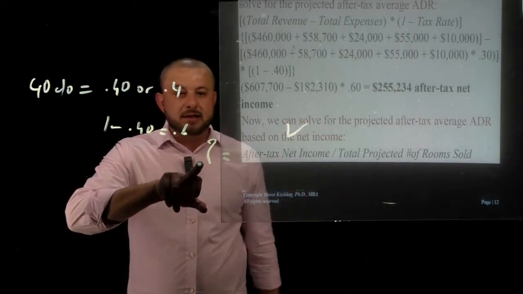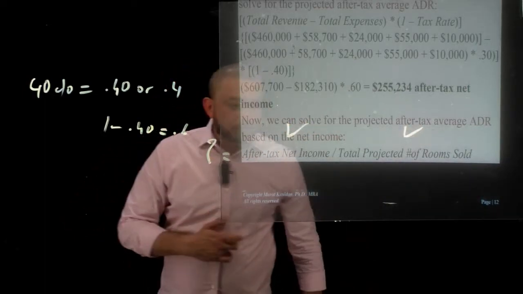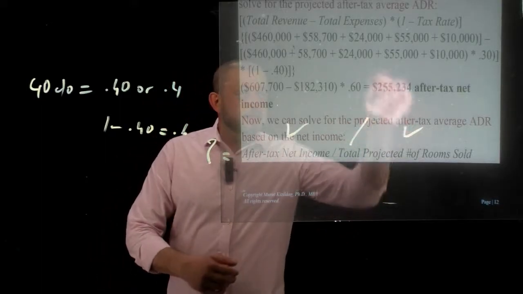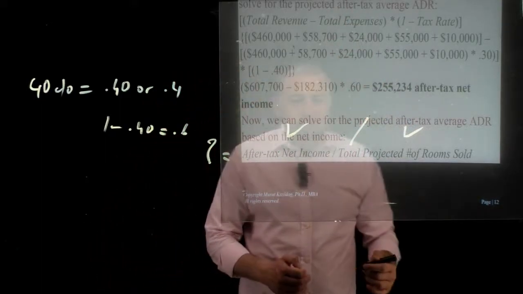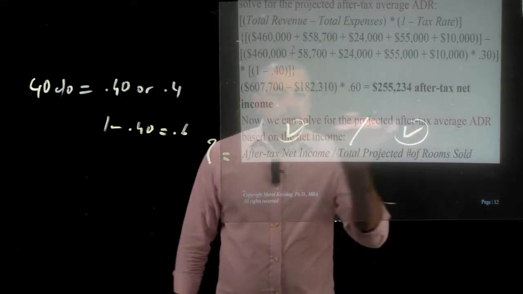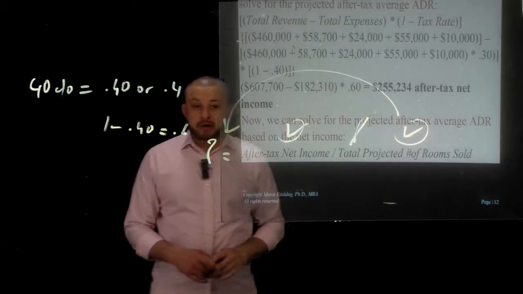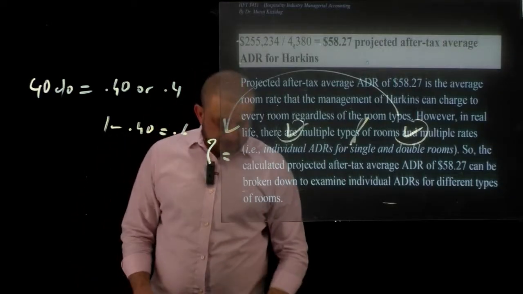I do have after-tax net income. I do have total project number of rooms sold. When I do the division, I plug in the numbers, this guy and the number of rooms sold. I'm going to plug in the numbers over here, do the division, and whatever the outcome is, it will be my final solution. Okay? So take a look at this, guys.